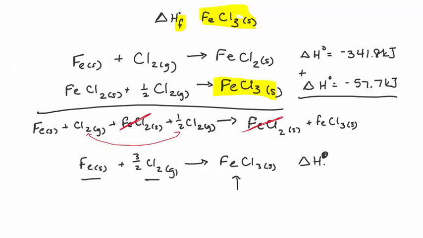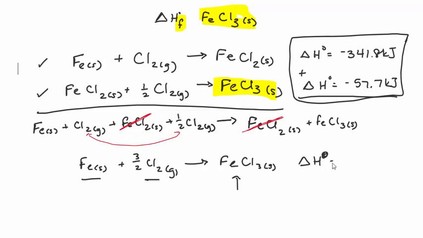So again, Hess's law: if a process can be written as the sum of several stepwise processes, the enthalpy change of the total process will equal the sum of the enthalpies of the steps. So here are the enthalpies of my steps. Since I've added up the chemicals, I'm going to add up my enthalpies as well. Negative 341.8 kilojoules plus negative 57.7 kilojoules, I get a negative 399.5 kilojoules. So I have chemically added these together, and I have added the enthalpy together.